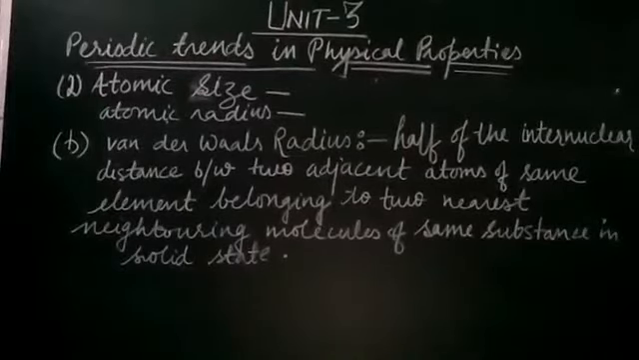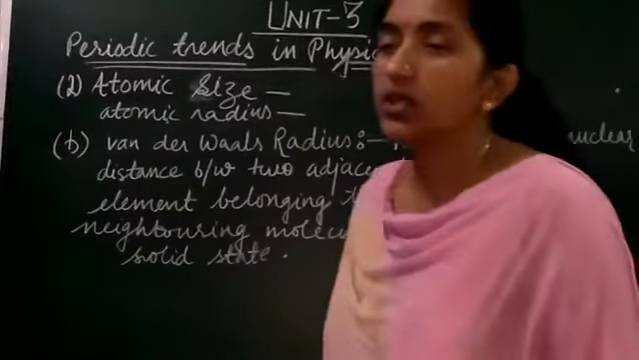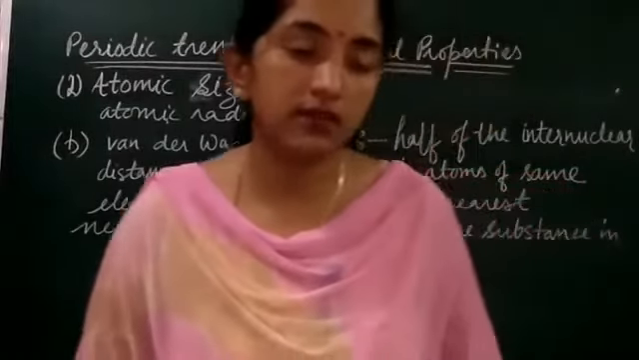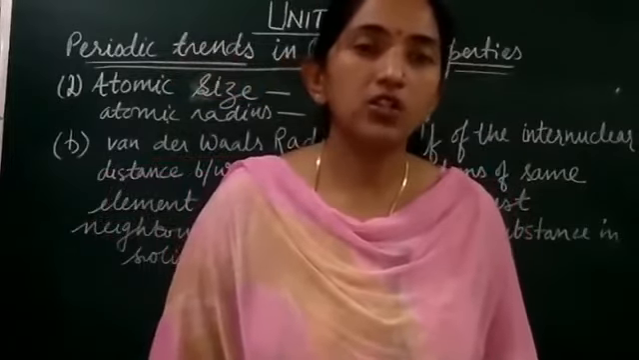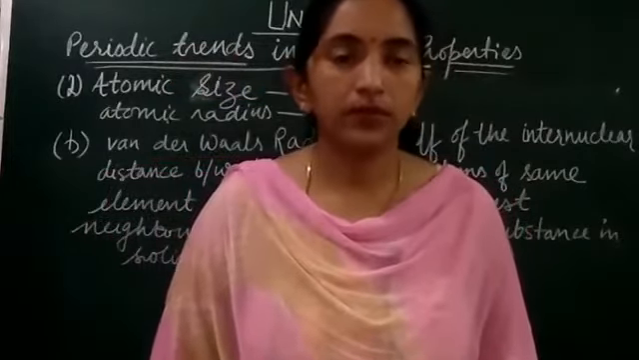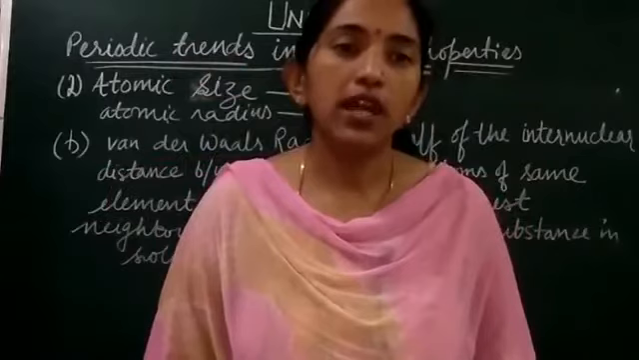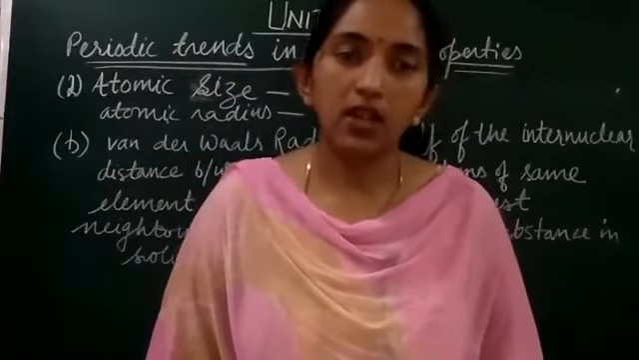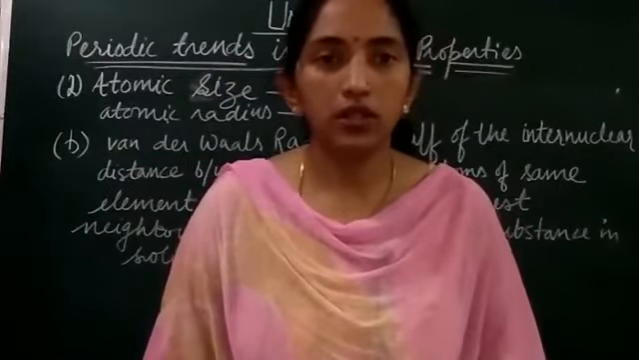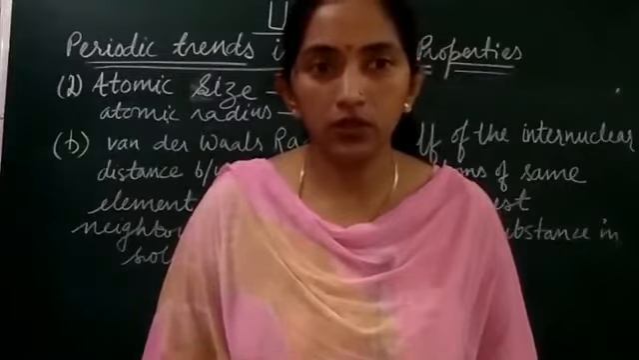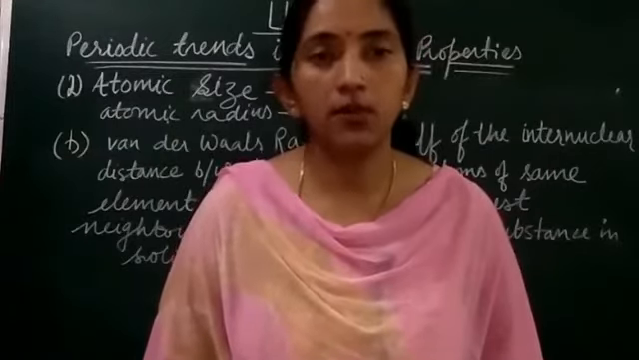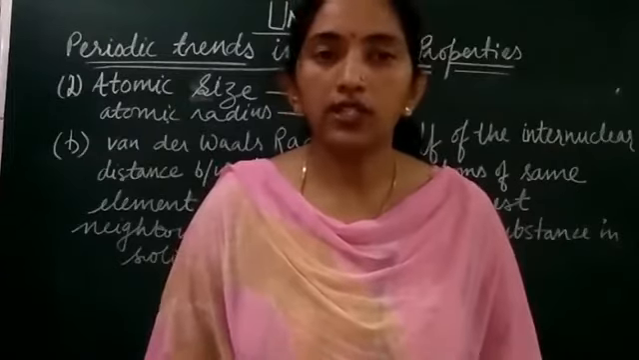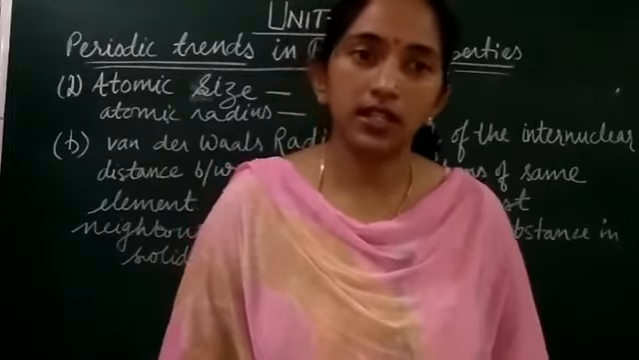Now students, the next type of atomic radius is the van der Waals radius. Now what is a van der Waals radius? It is half of the internuclear distance between the two adjacent atoms of two different molecules, or we can say of two adjacent molecules nearby, of the same substance in the solid state.